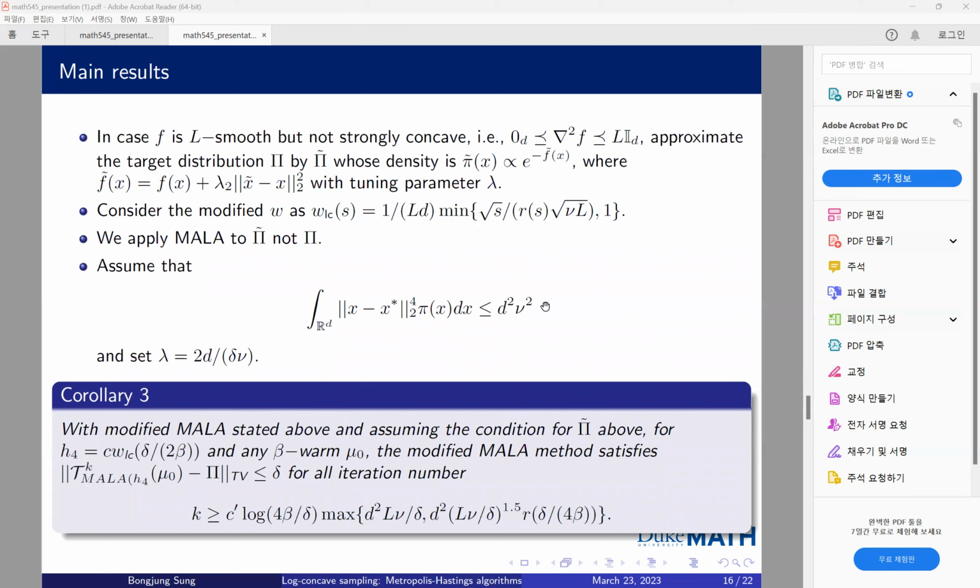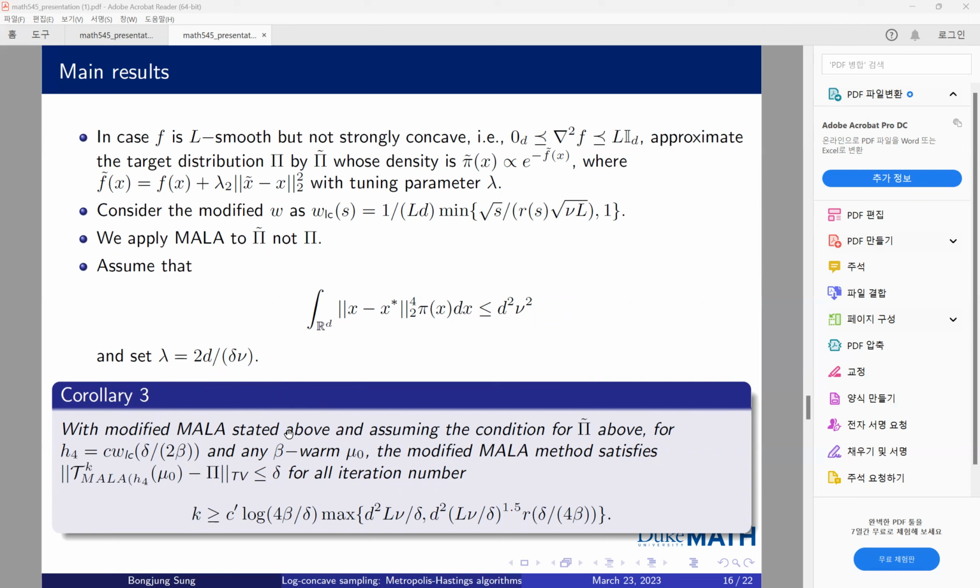Also, we further extended this result for the case when f is L-smooth but not strongly concave, and it is possible that the Hessian is the zero matrix. We approximate this target distribution by pi tilde, corresponding to a modified f, f tilde, with tuning parameter lambda, and we also consider the modified w for step size as follows. Then we may apply MALA to pi tilde, not pi, so we consider the modified MALA. We further assume that the first moment is bounded by d squared and nu squared, and set lambda as follows.